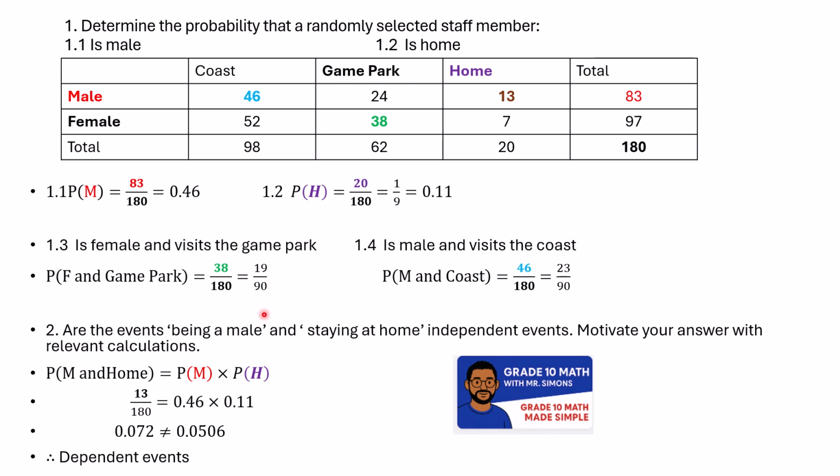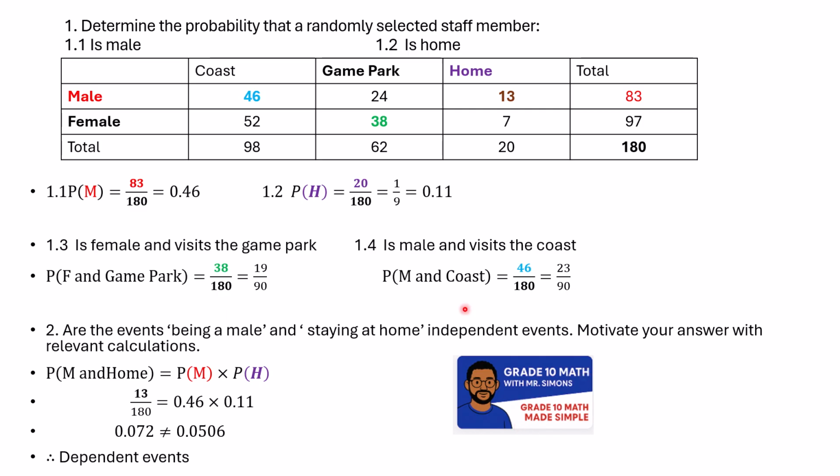Right? And please don't make the error. When I say probability male, learners would go right, the 83, they understand it's over 180. But once I combine and say female and game park, some decide that it would be 38 out of 97, or others go 38 over 62. So here we are dealing with a probability. Selected staff members, we have 180. Alright, so we have 180 staff members, therefore the probabilities are all over 180.